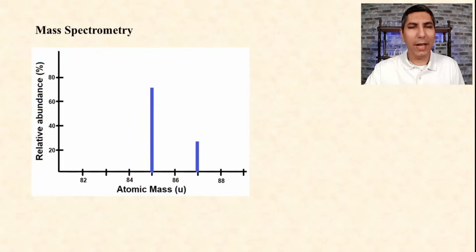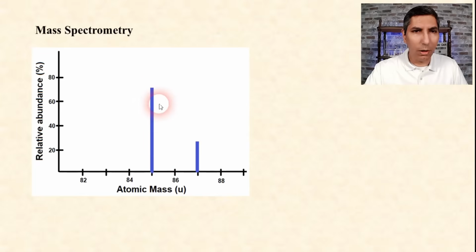Often in a question like this, you'll see a graph that looks a whole lot like this. Each bar represents an isotope, and on the x-axis we have the atomic mass of the isotope. For example, this graph represents 2 isotopes because we have 2 bars. One of the isotopes has a mass of 85 atomic mass units. The other isotope represents a mass of 87 atomic mass units. The height represents the percentage abundance of each of those isotopes.